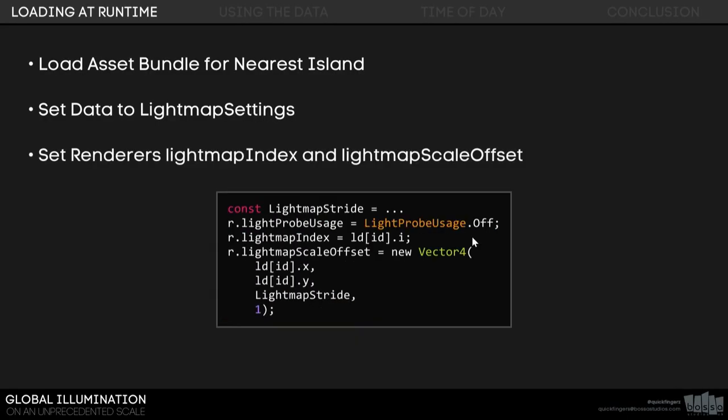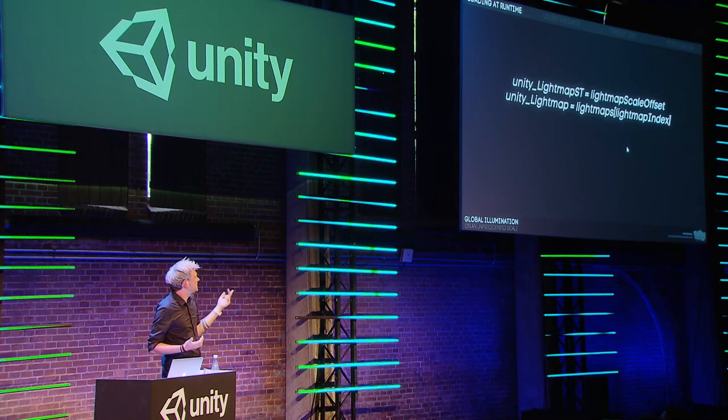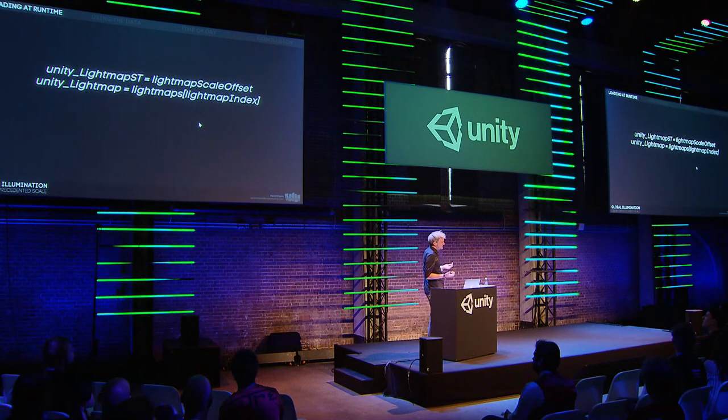And then when we load in these objects, we go through the renderers and we set the lightmap index and the lightmap scale offset to the values that we put in those lists. Now what that does is it lets us use these values in a shader, which are unity_LightmapST and unity_Lightmap. unity_LightmapST is a float4 in shaders, and that is just a one-to-one equivalent to the lightmap scale offset that you set in C#. And unity_Lightmap is a sampler, which is a texture based on the index of the texture in that lighting window.